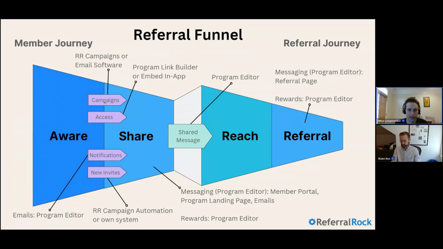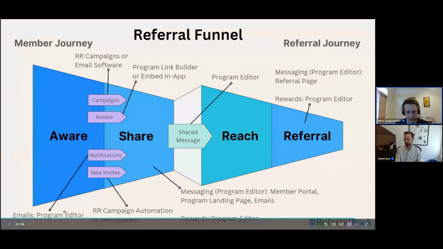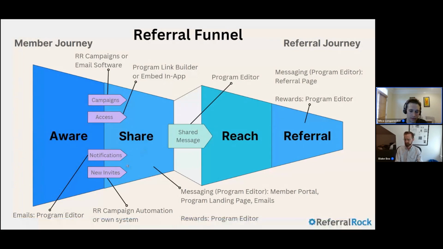So if you have an awareness problem, think about running campaigns, whether that's through a Referral Rock campaign or through your own email software. Adding access points, you can do that with our program link builder or by embedding within your app itself. Notifications, you update these within the program editor, the emails within the program editor. New invites, that would be our Referral Rock campaign automation or your own systems.